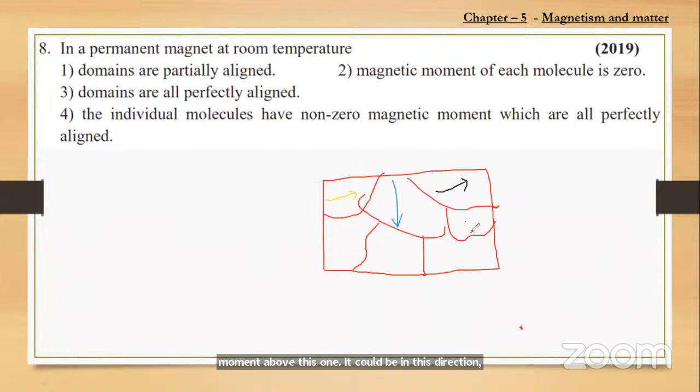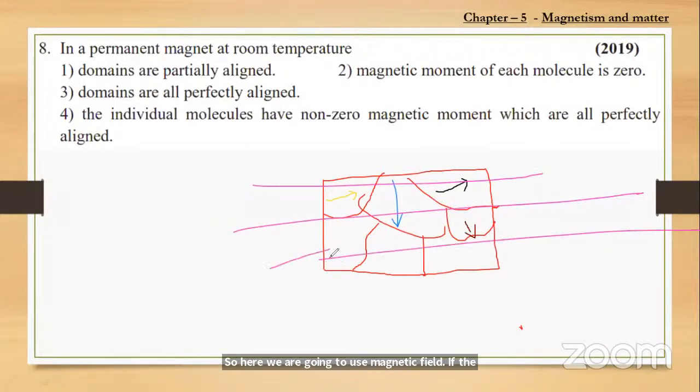Magnetic momentum of this one could be in this direction, like that, there are different directions. When you are going to apply an electric field or magnetic field, here we are going to use a magnetic field. If the magnetic field is applied uniformly on the surface, there will be a hysteresis loss.